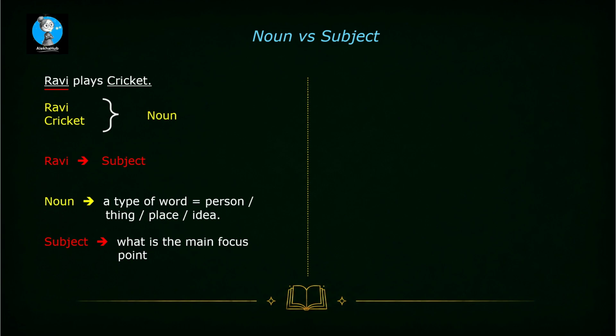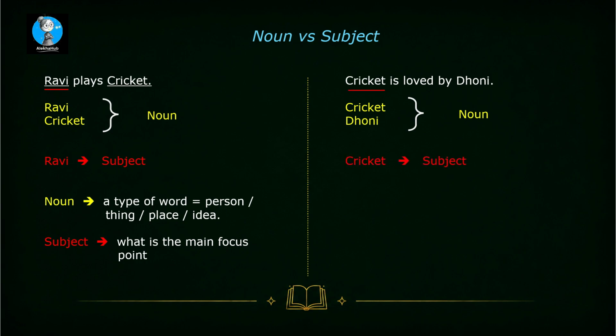Now let's take another example, like cricket is loved by Dhoni. Again, in this sentence, if you look at a specific word itself, then cricket and Dhoni both are nouns. We understood that. But what is the subject here? Most people think that the subject is always the main doer, okay? But here cricket will become the main subject.